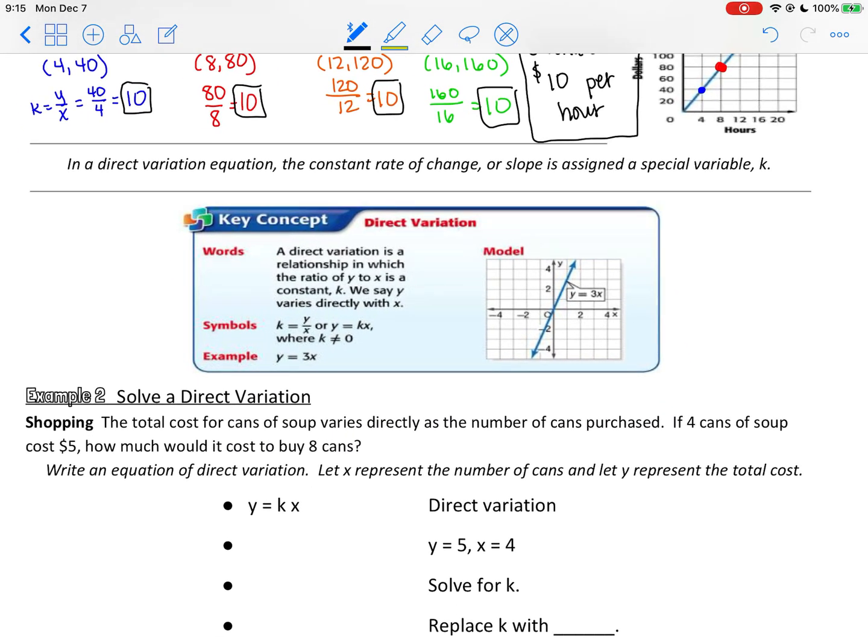All right, so here we have just like a key concept box. A direct variation equation is a relationship where the ratio of y to x is a constant, k. You say y varies directly with x. A way that you can tell from a graph if something is a direct variation equation is if it goes through the origin. So notice that on this graph that we looked at up at the top and on this one in this example, it goes through the origin, and that is another key feature of a direct variation equation.